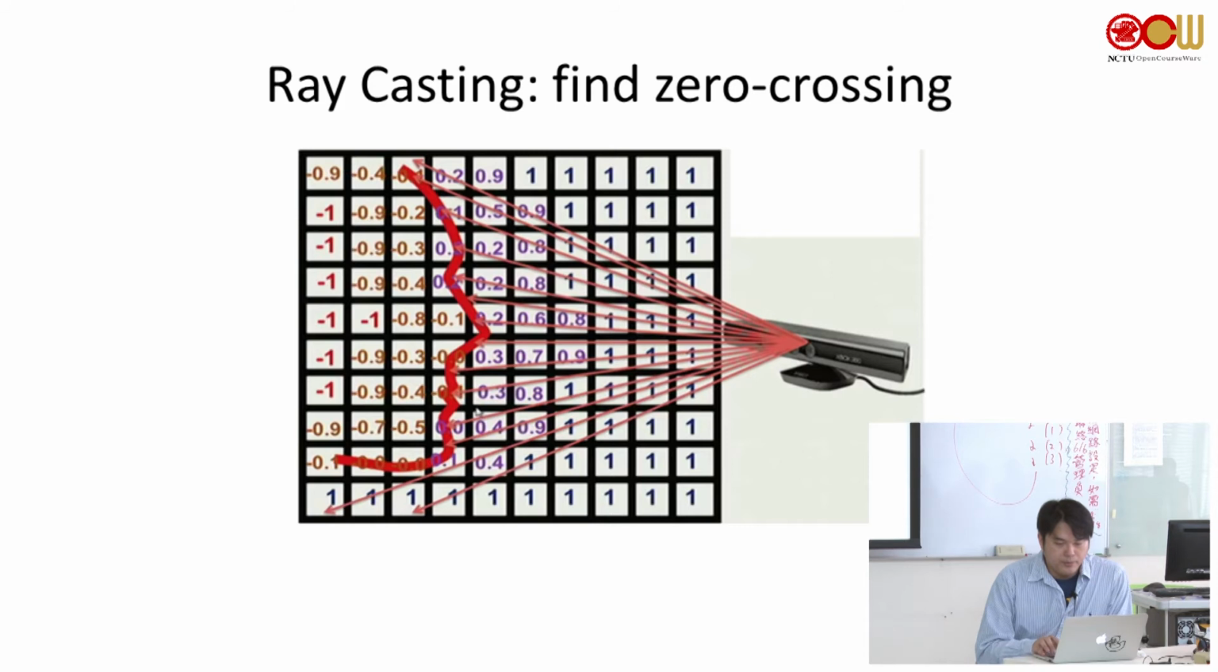And next step, we want to do ray casting. Essentially, we want to find the zero crossing, so you could see each ray, for example this one, and we want to find where it goes from positive to negative. We want to find the zero crossing here. But I guess this will make it much easier to understand what the TSDF is doing.